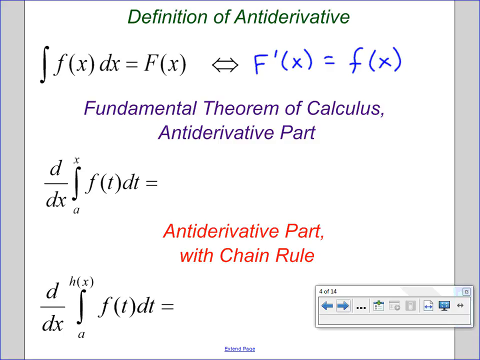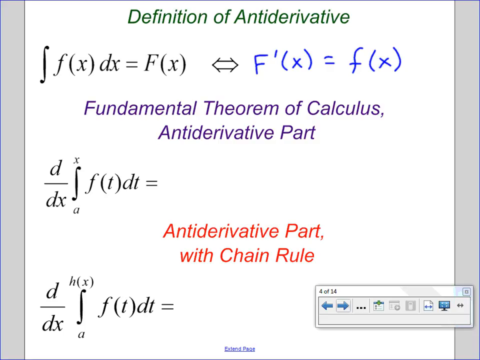The fundamental theorem of calculus, antiderivative part. The derivative with respect to x of an integral expression gets me that integrand. So I can do this the long way and find an antiderivative for this little f, call it big F. Evaluate at the upper limit, so big F of x. Evaluate at the lower, big F at a, and then subtract the two. So I get big F of x minus big F at a. When I differentiate that difference, the derivative of big F is little f of x, minus the derivative of big F at a, which is just a constant, and the derivative of a constant is 0.